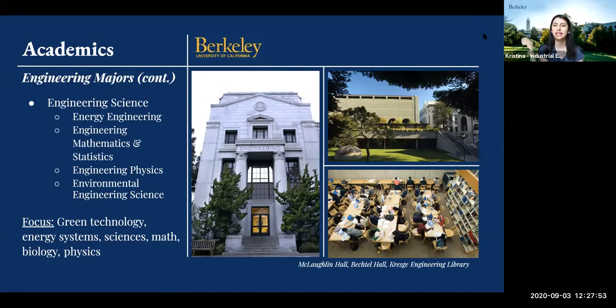It's a very collaborative library. You go in there and there are spaces where students are just hardcore studying, but also spaces where students are doing group projects. There's a lot of group projects that happen within the college. So a good meetup place for that is Kresge Library. But yeah, that's a little bit about engineering science majors as well.